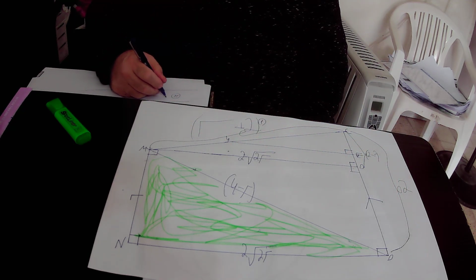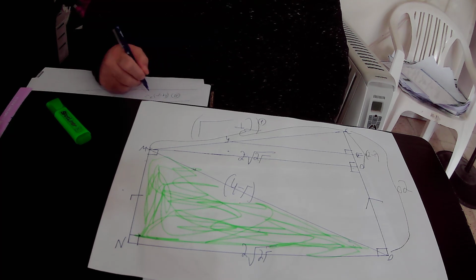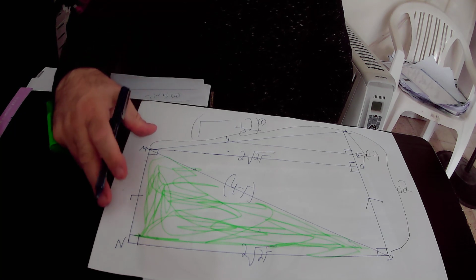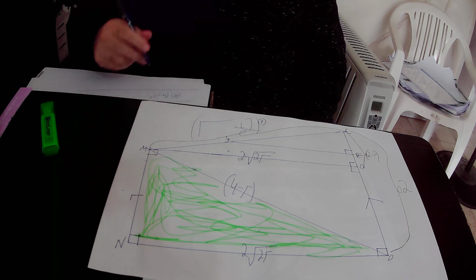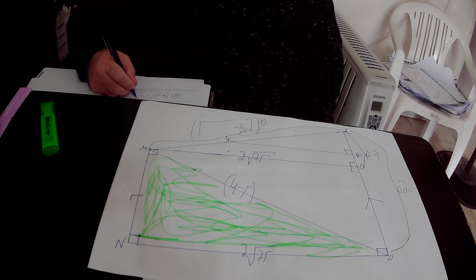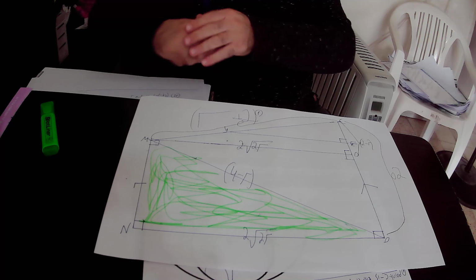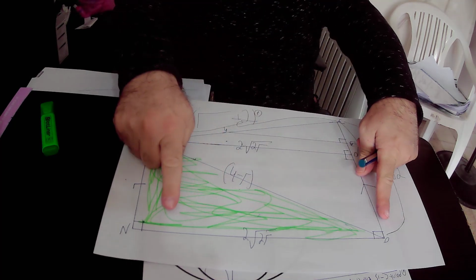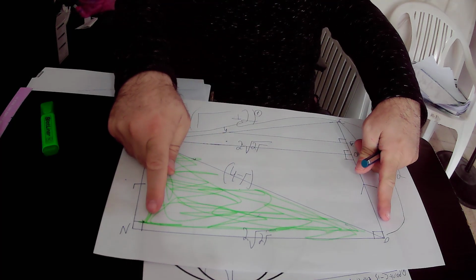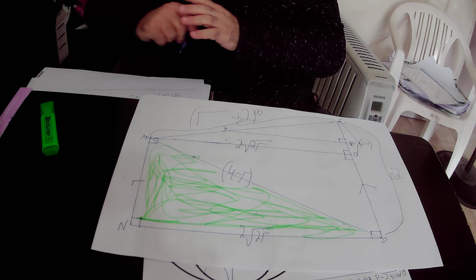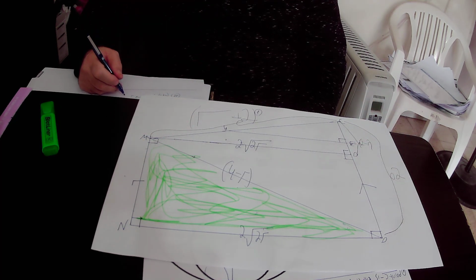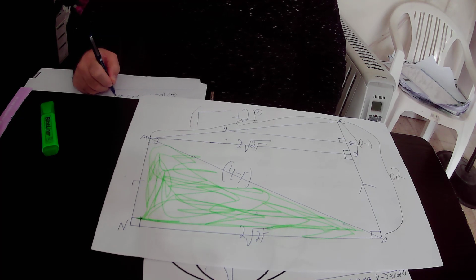So MO square will be equal to (4 minus R) square. And it equals MN square. MN equals R. Therefore, MN square will be equal to R square plus NO square. NO equals 2 times the square root of 2R. Therefore, NO square will be equal to (2 times the square root of 2R) square.